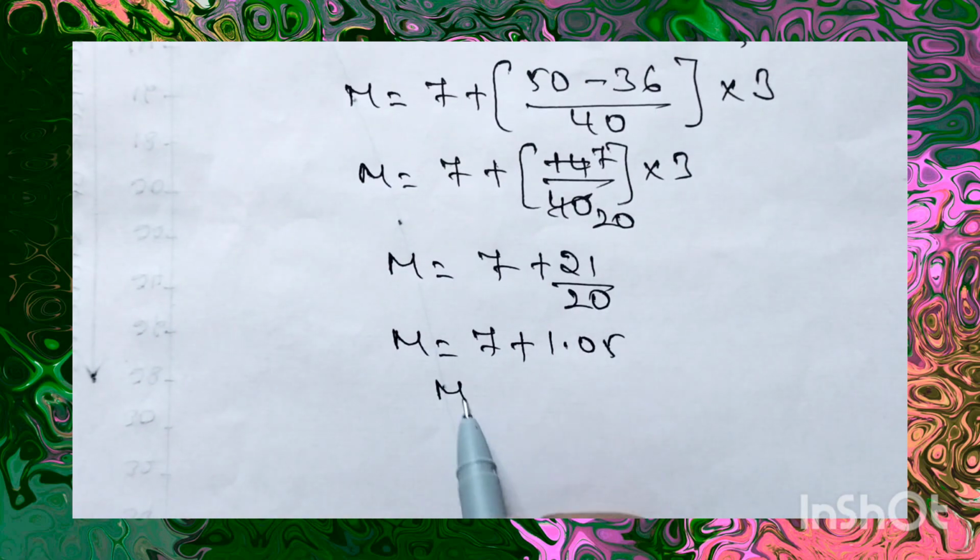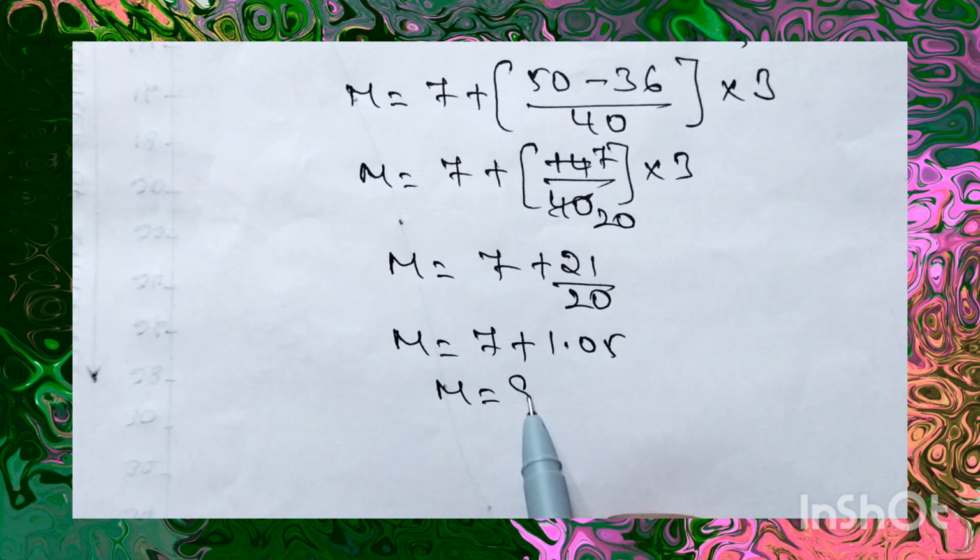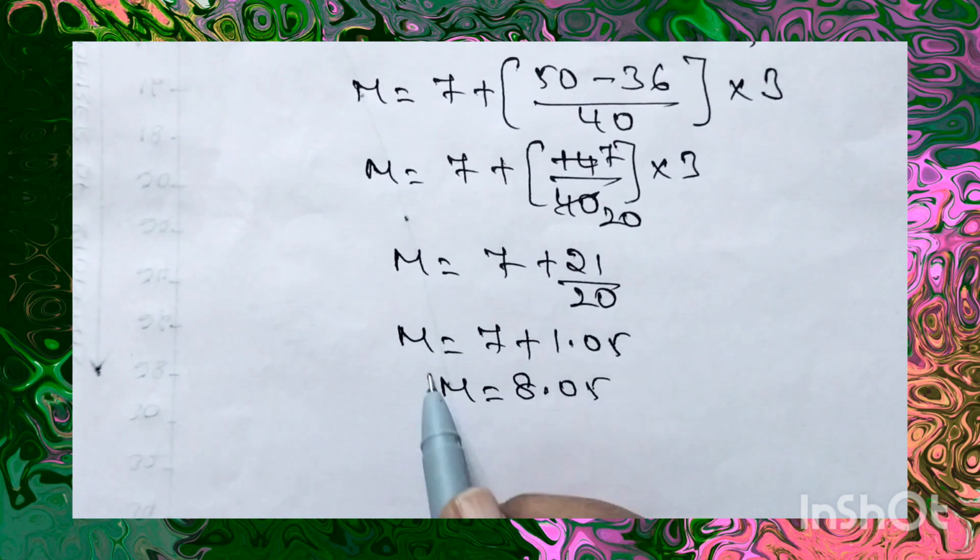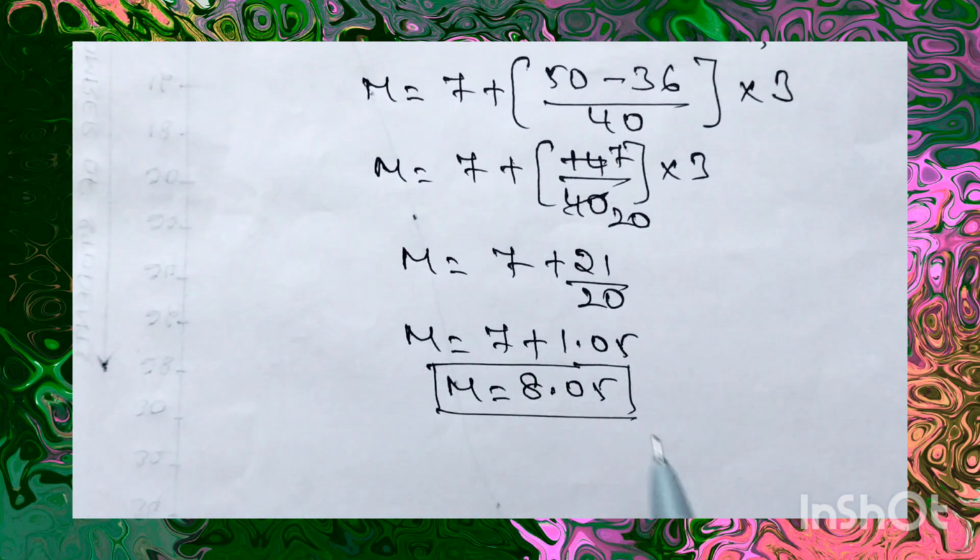So median is equal to 7 plus 1.05, which is 8.05. Therefore the median of the given frequency distribution table is 8.05. So like this we have to calculate the median. Now after calculating the median, let us move on to one more question, that is the construction part.